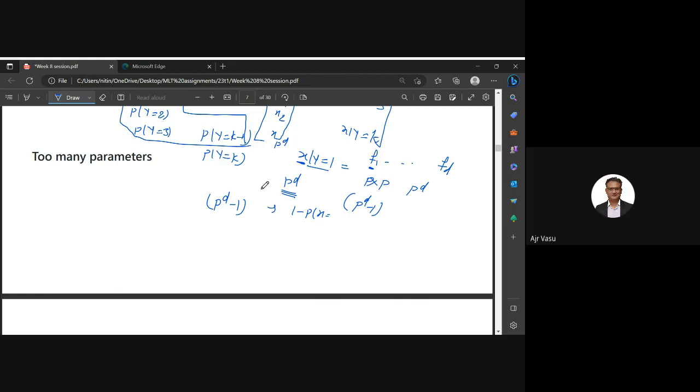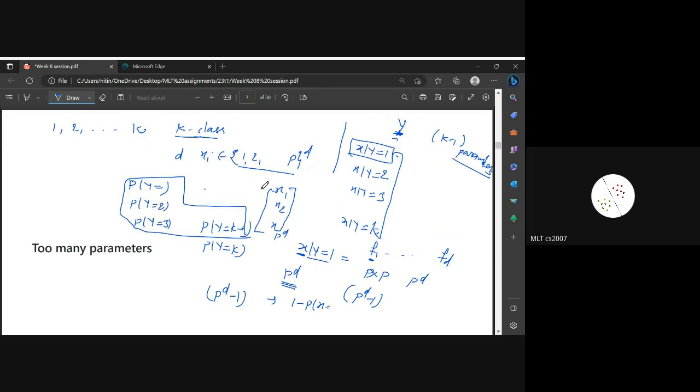Okay, so for this particular distribution, you need to know p raised to power d minus 1 parameters, right? Similarly for this, you have p raised to power d minus 1 parameters, and for all such k distributions you have p raised to power d minus 1 parameters. So in total, how many parameters do you have? K times p raised to power d minus 1 for those conditional distributions, and k minus 1 for the label distribution. So these many parameters you have to estimate.